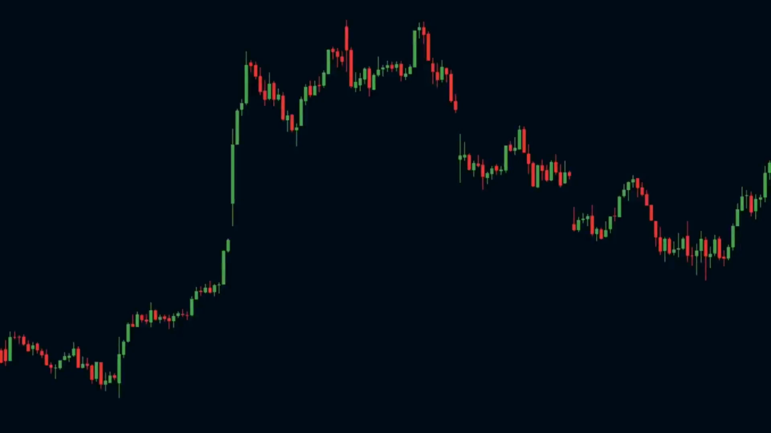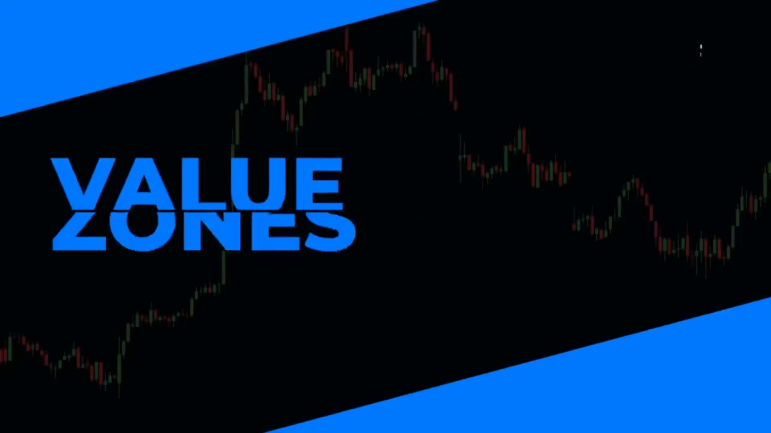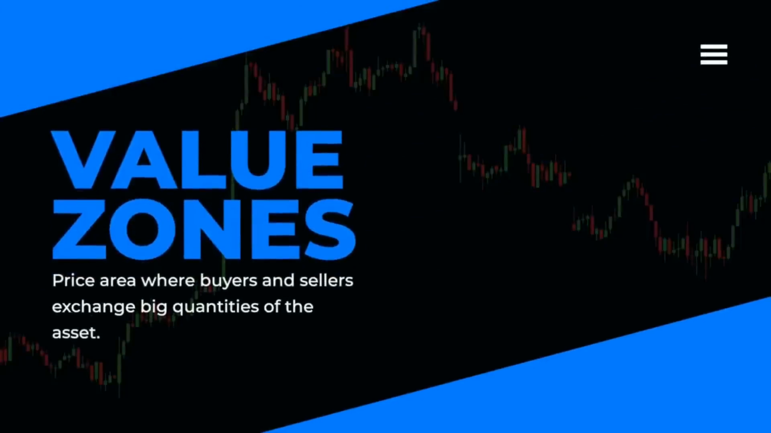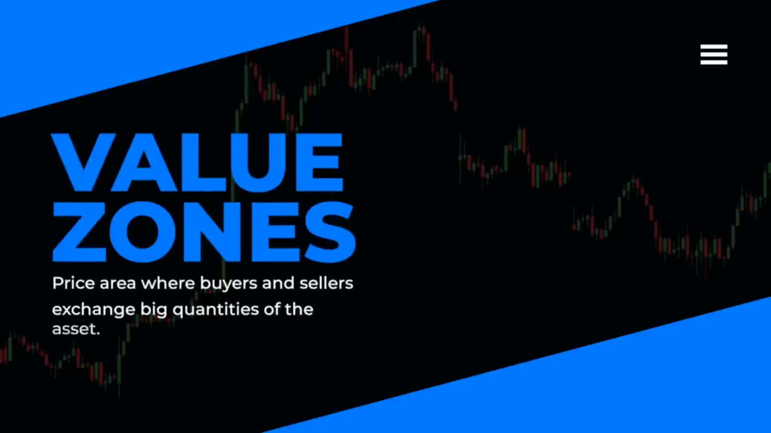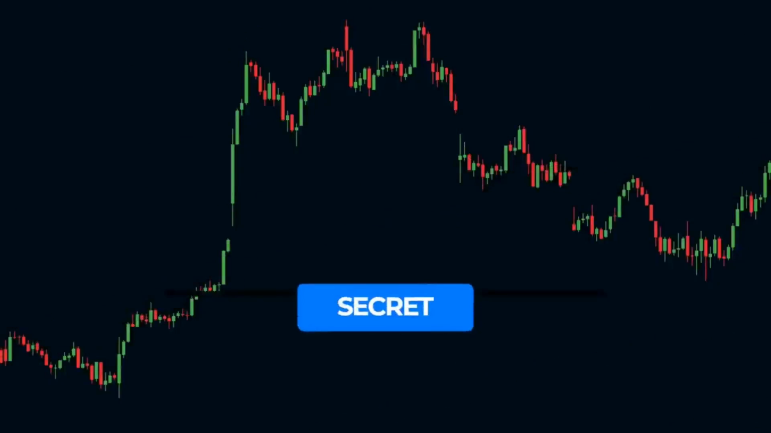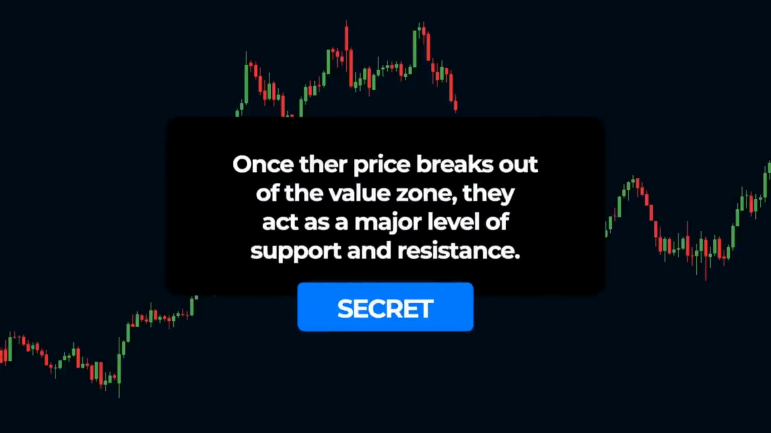So, value zones are nothing but a price area where buyers and sellers exchange a big quantity of assets. I have noticed that once price breaks out of the value zones, they act as a major level of support and resistance. Let me show you with an example on this chart.